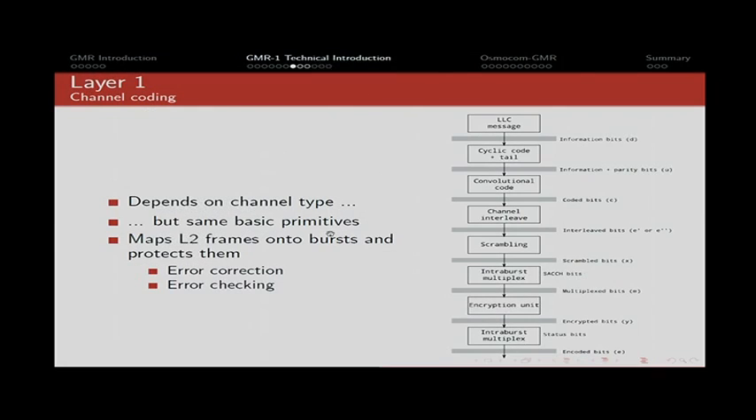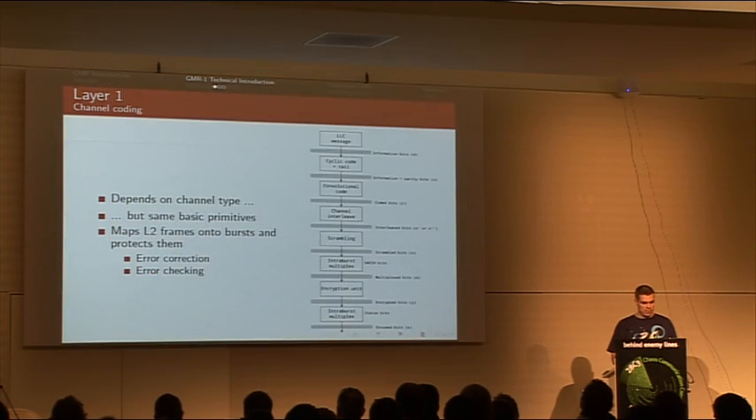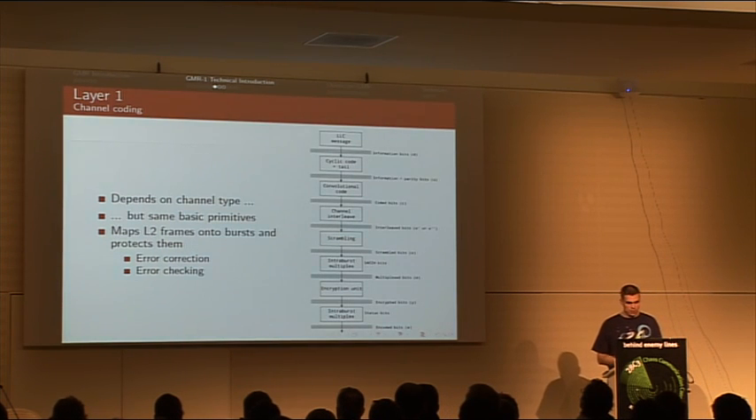Okay, so this was the RF layers. The channel coding layer is what will take care of taking the layer 2 frames, breaking them into bursts, and ensuring that they're transmitted correctly by applying error correction and error checking. Every channel type in GMR uses, of course, a different method for it, but hopefully they all use the same basic primitives, so that's kind of good news.